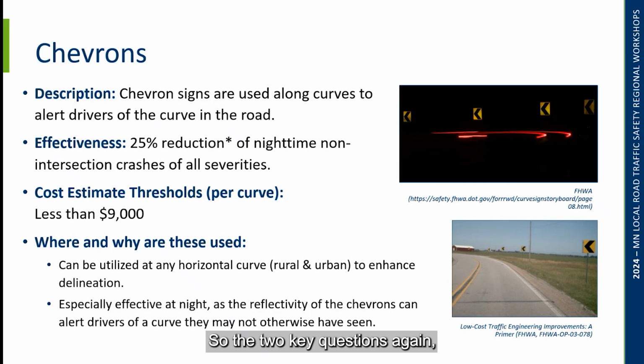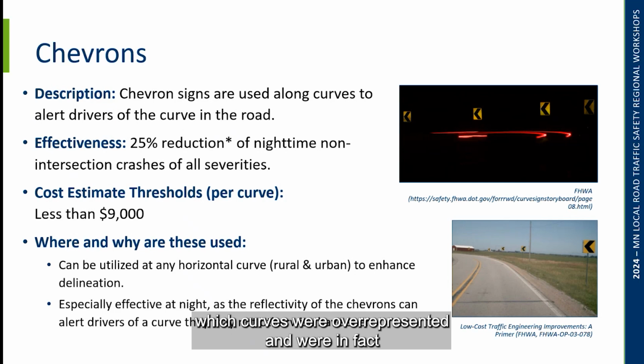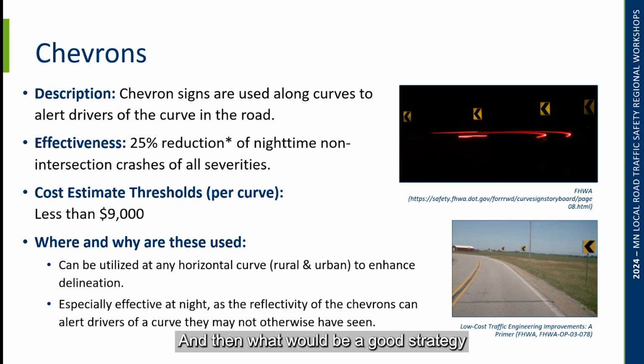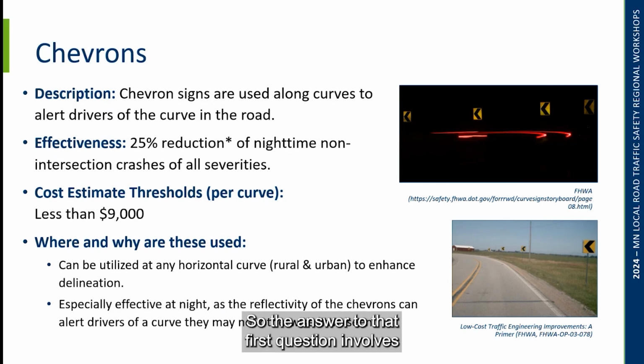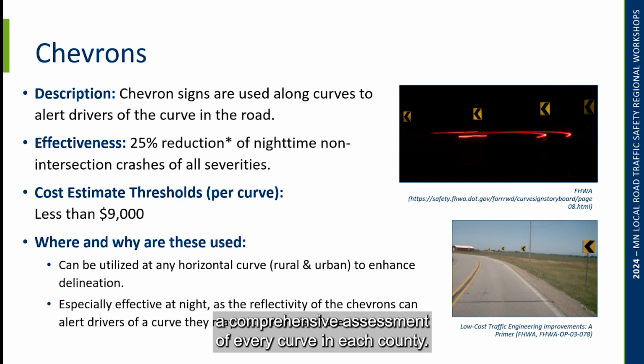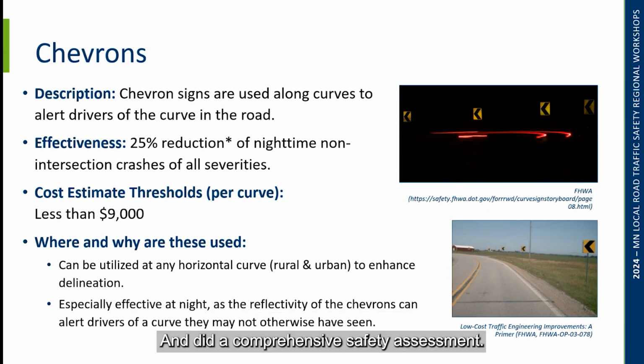So the 2 key questions again that we had to answer, which curves were overrepresented and were in fact then a good candidate for implementation of the safety improvements, and then what would be a good strategy based on cost effectiveness. So the answer to that first question involves identifying the characteristics of the curves where the severe crashes were occurring, and then conducting a comprehensive assessment of every curve in each county. And so, yes, we in fact did look at 19,000 horizontal curves and did a comprehensive safety assessment.